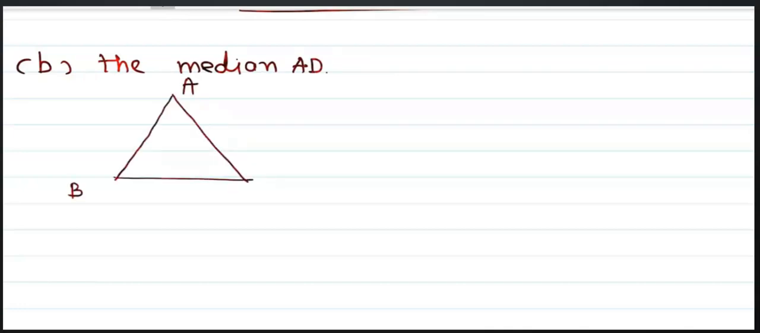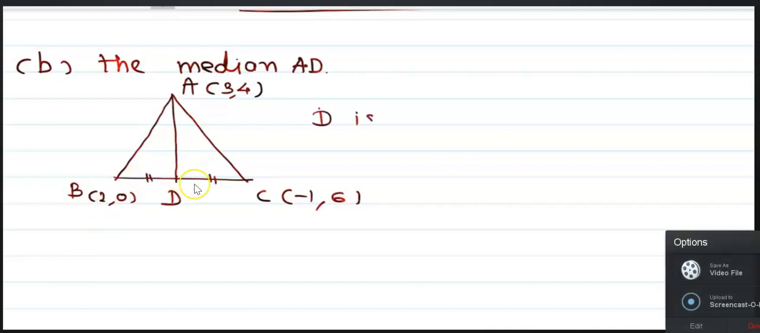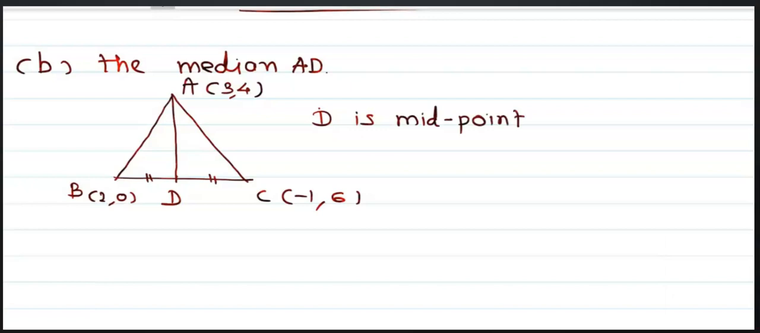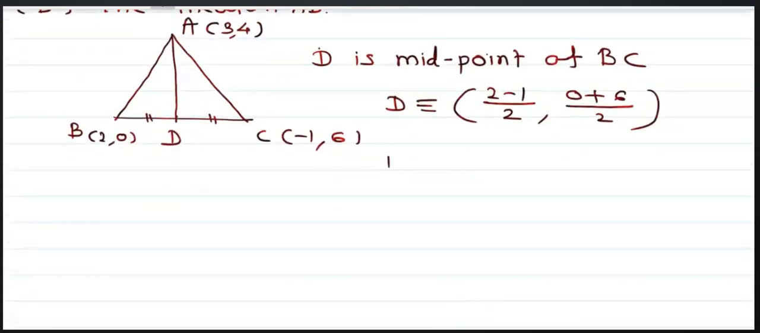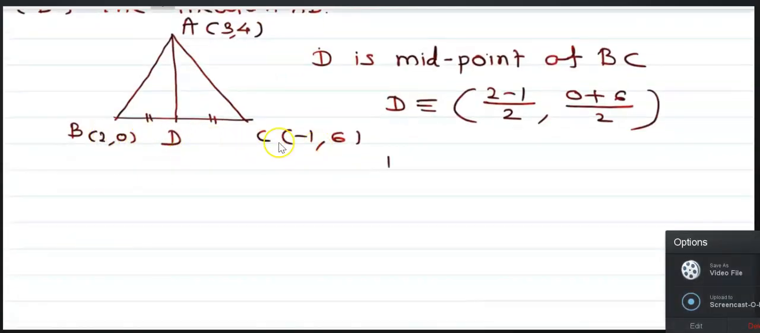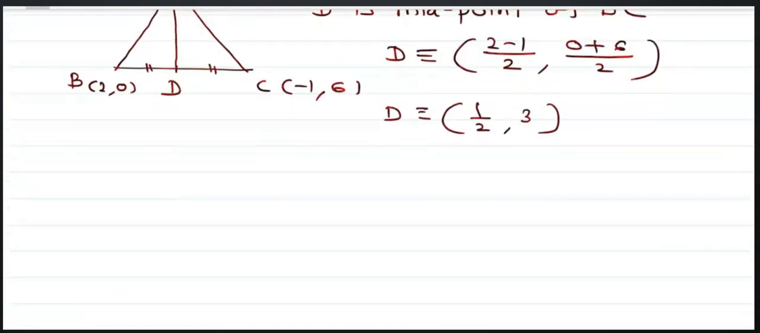Now next is median AD. To find the equation of the median AD, we require the point D. Now D is the midpoint of BC. Therefore, by using the midpoint formula, we will find the coordinates of the point D. That is (2 minus 1 upon 2, 0 plus 6 upon 2). Therefore, the coordinate of D is (1 upon 2, 3).